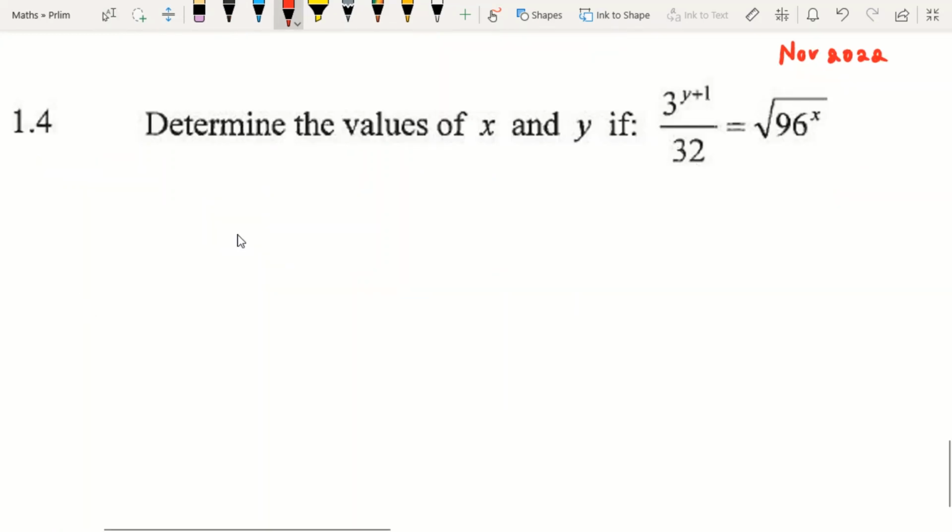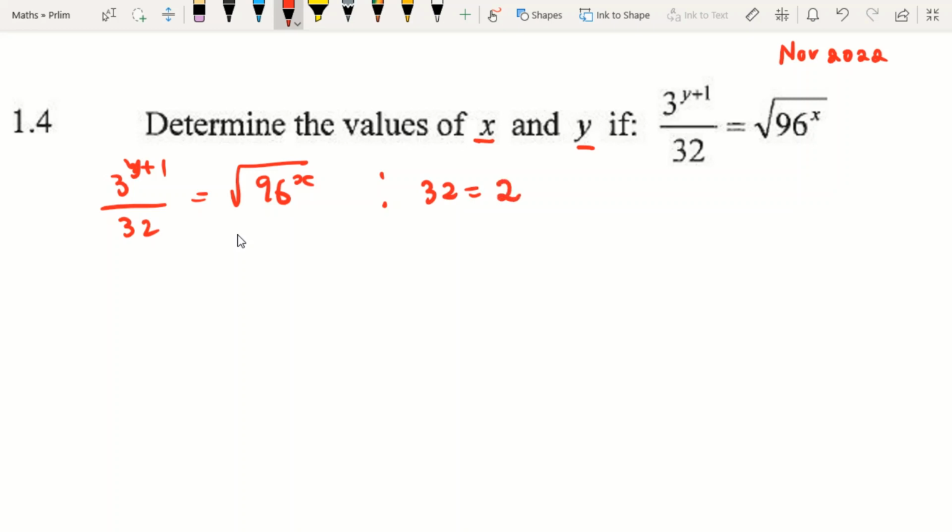So in this question we are asked to determine the values of x and y if we have this expression here. So you have 3 to the power of y plus 1 over 32 is equal to the root of 96 to the power of x. So the whole point here is to first simplify this. You know 32, you can write it as 2 to the power of 5, and you also know that 96, you can also write it as 32 times 3, which is 2 to the power of 5 times 3.